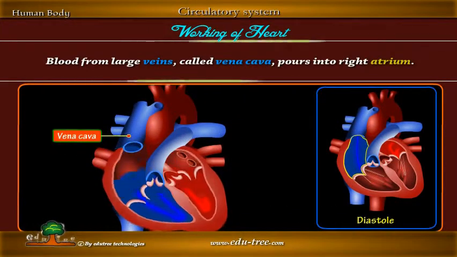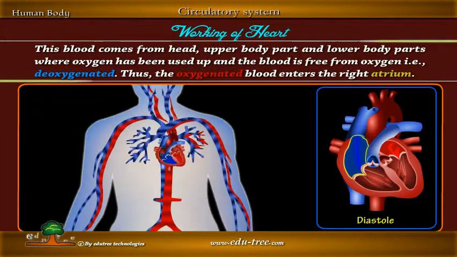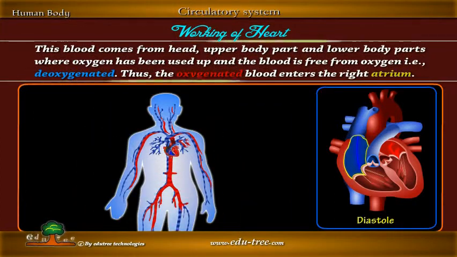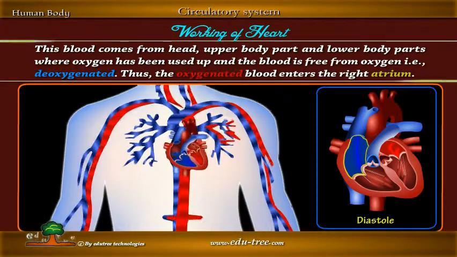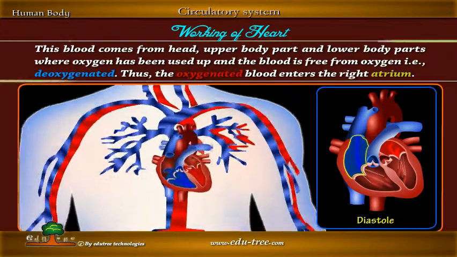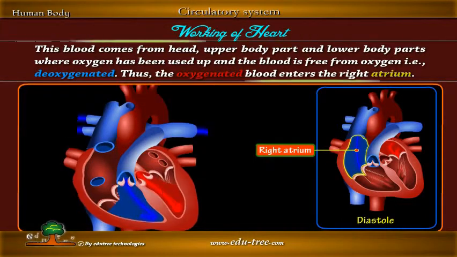Blood from large veins, called vena cava, pours into right atrium. This blood comes from head, upper body part, and lower body parts, where oxygen has been used up, and the blood is free from oxygen, that is, deoxygenated. Thus, deoxygenated blood enters the right atrium.